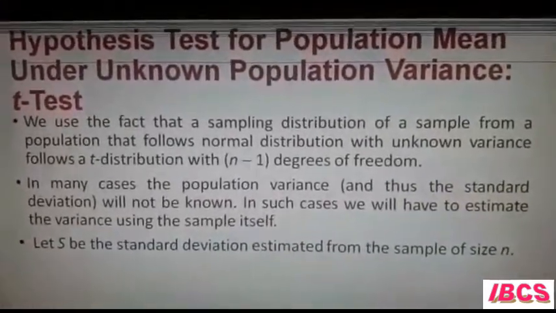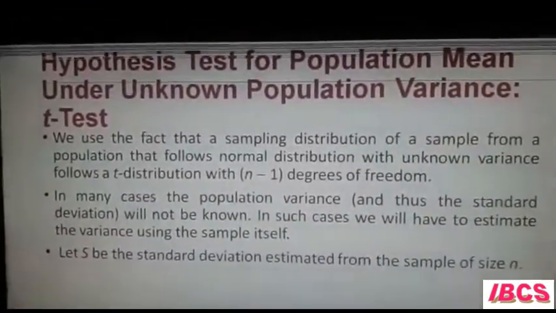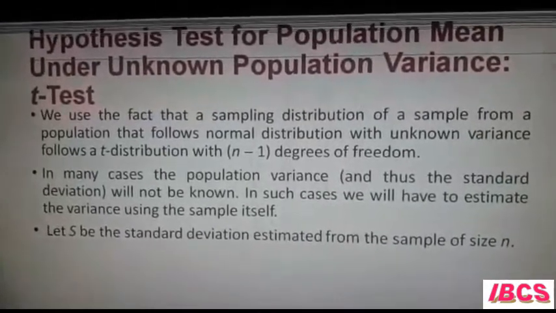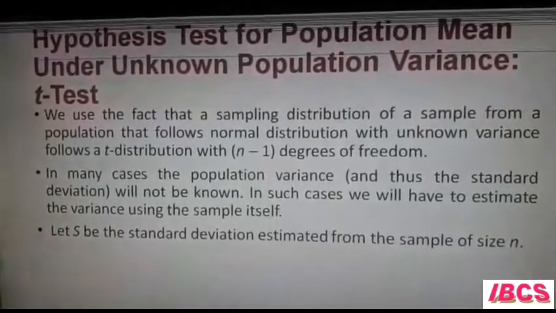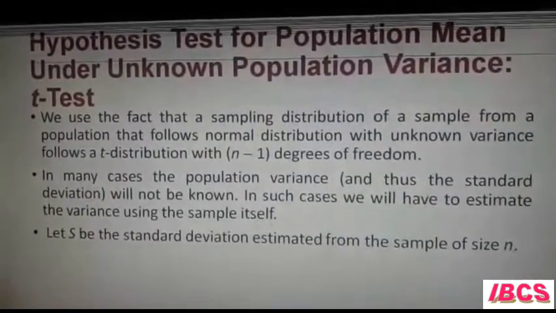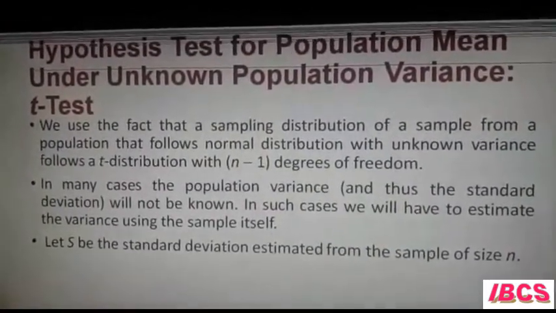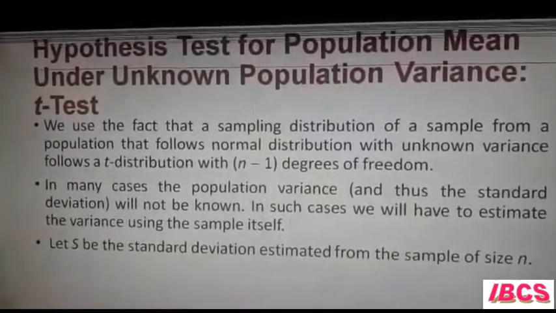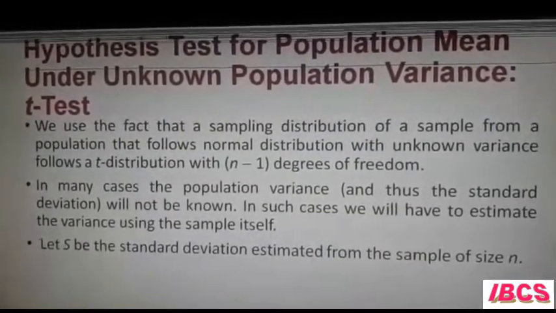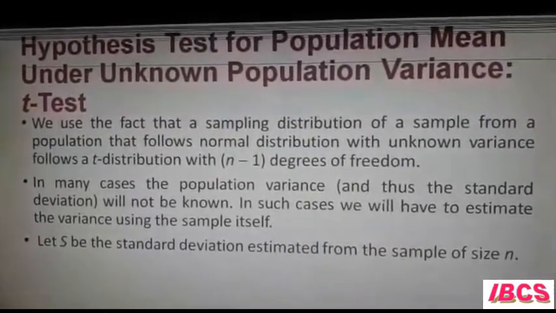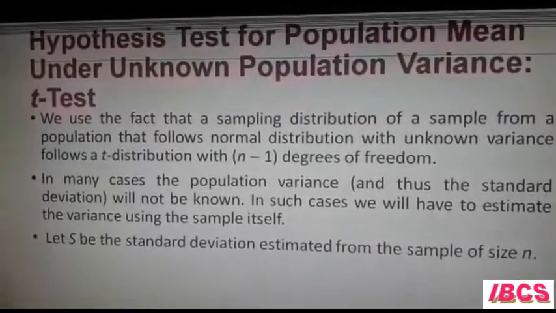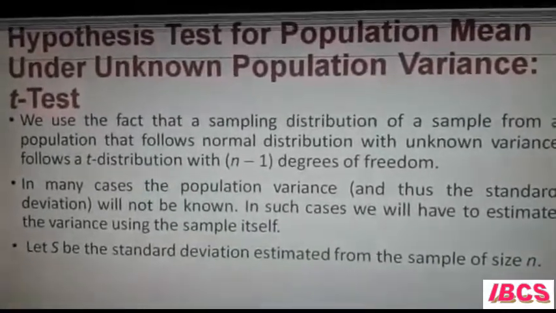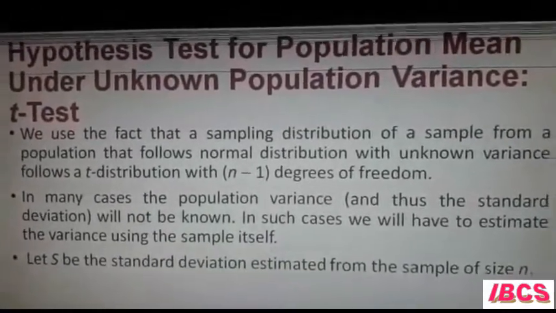So, hypothesis test for population mean under unknown population variance. When the size of the sample is less than 30 and the population standard deviation is unknown, then we can apply the T test. In many cases the population variance, and thus the standard deviation, will not be known. In such cases we have to estimate the variance using the sample itself, and S will be the standard deviation from the sample of size n.